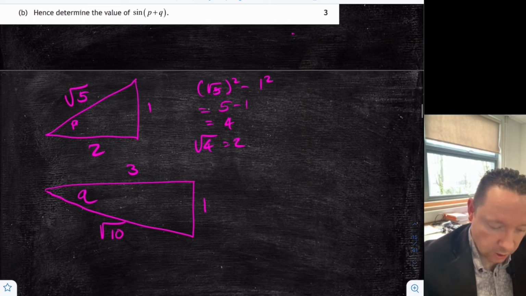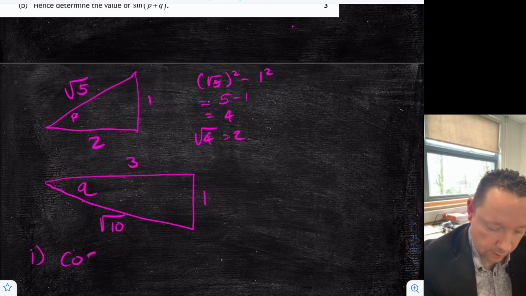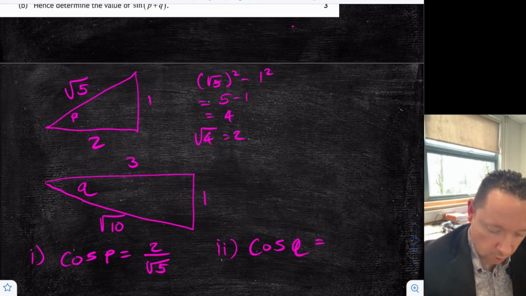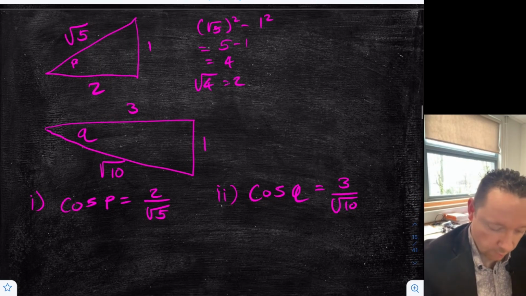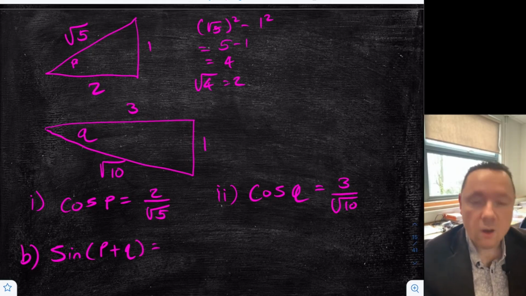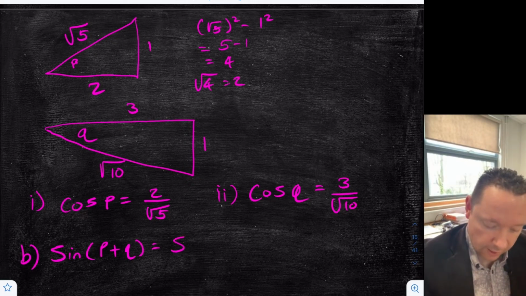And now we can start answering the question. Cos P is equal to adjacent over hypotenuse, so 2 over root 5. And part 2, cos Q is equal to adjacent over hypotenuse, so 3 over root 10. Part 2 says, hence determine the value of sine P plus Q. So for part B, we've got sine P plus Q. So that's an addition angle formula from the start of the exam paper. It is sine P cos Q plus cos P sine Q.